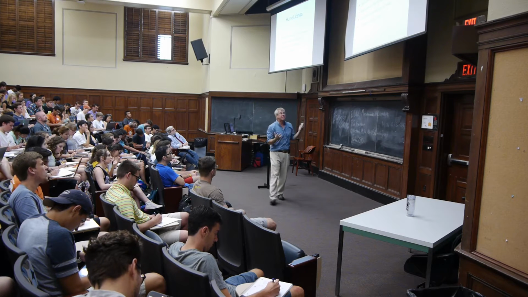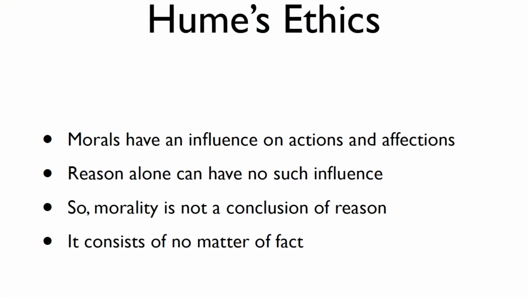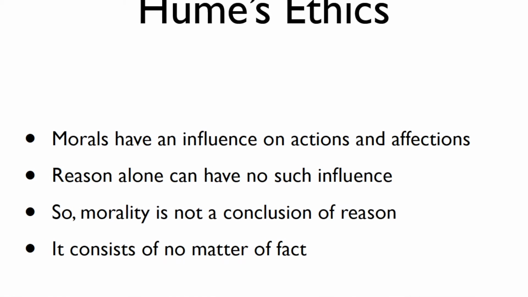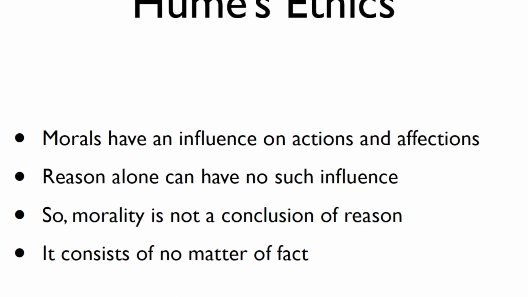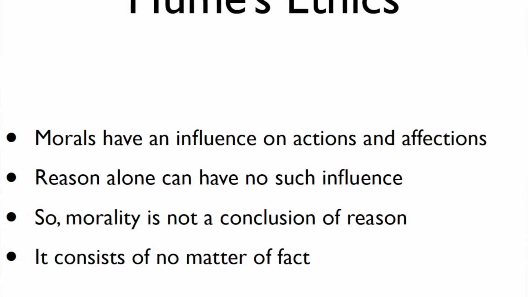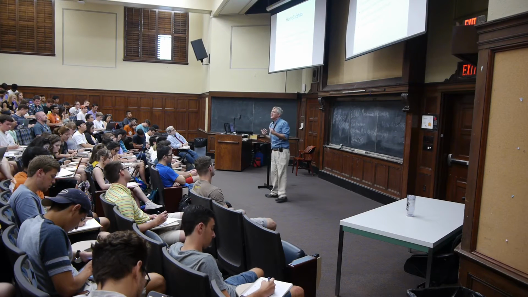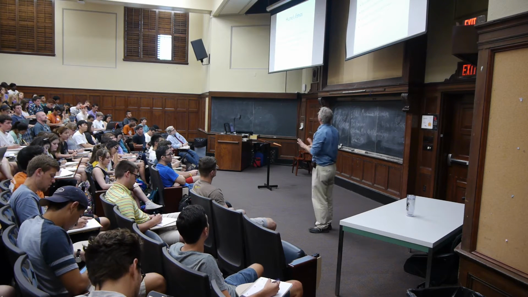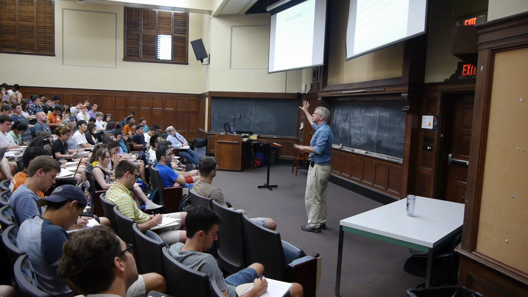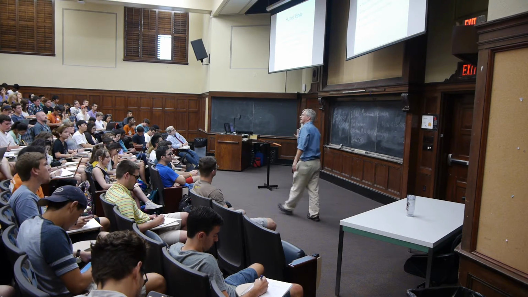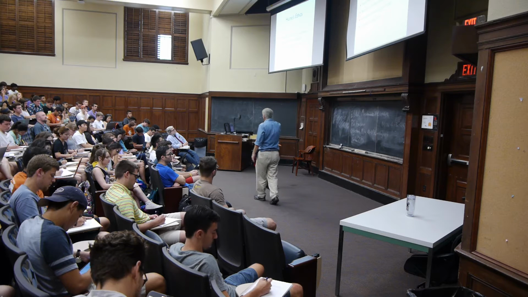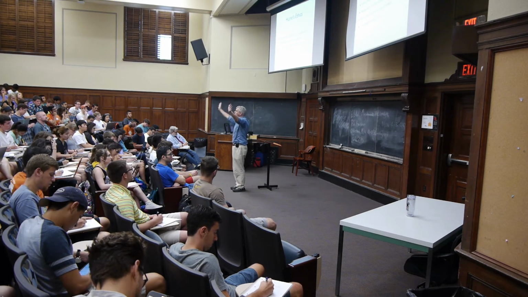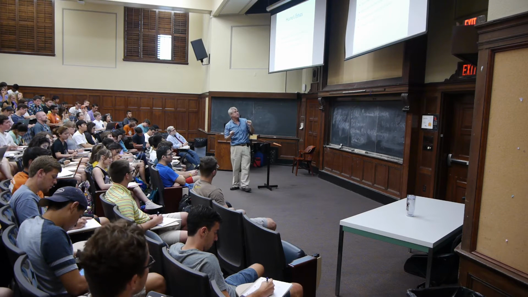Here's his idea. The basic argument is this. Morality seems to have an influence on actions and affections. That is to say, feelings. So if I say that was a cowardly action, you tend to think and feel a certain way about it, right? You tend to think, oh, that wasn't the right thing to do, and you tend to feel negatively in some way about it. And so my moral judgment affects the way you feel about things. It is also something that has something to do with action. If I tell you, look, you want to do this, or you've got to do that, those are things that are going to affect your actions.